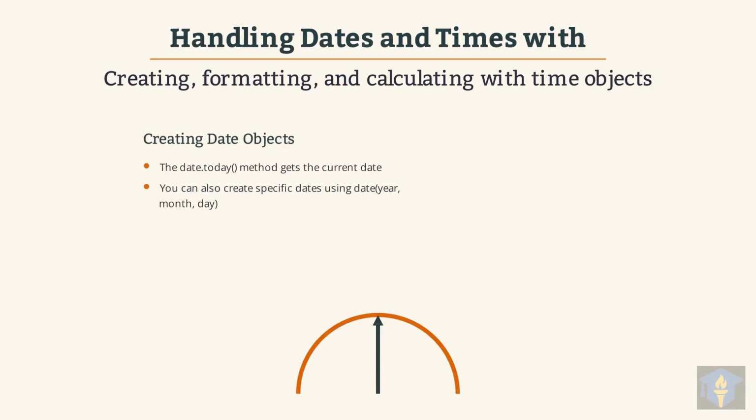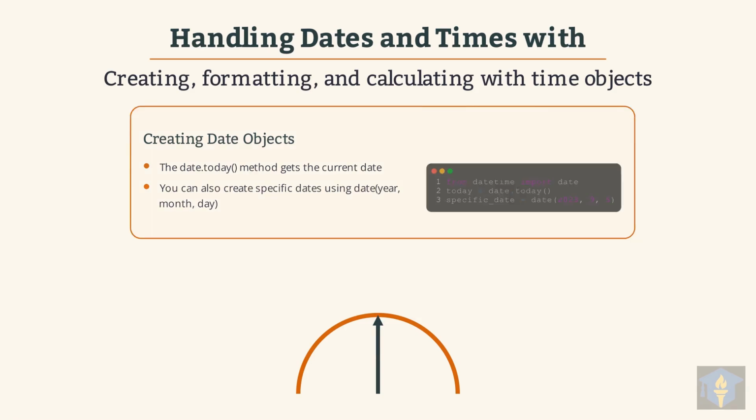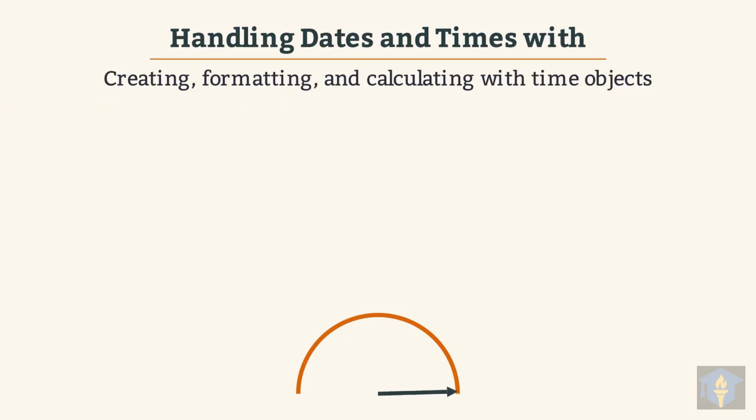Let's start by understanding how to create date objects in Python using the datetime module. The date.today() method retrieves the current date, and you can construct specific dates using date(year, month, day). This code snippet demonstrates importing the date class, getting today's date, and creating a specific date.